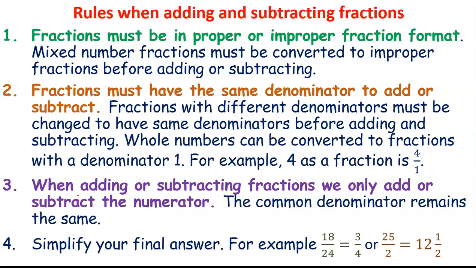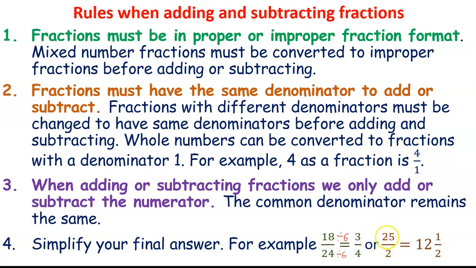And finally, which is something that we always do when we're doing anything with fractions, simplify your final answer. For example, if I've got 18 over 24, I can divide the 18 by 6, and I can also divide the 24 by 6. Dividing by the same number, that's how we simplify. 18 divided by 6 is 3, 24 divided by 6 is 4.